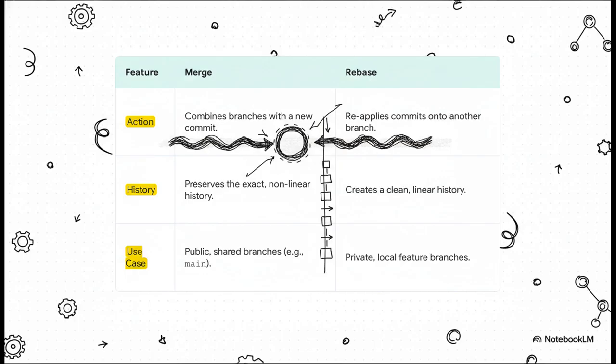Use merge for public shared branches like main. You want to preserve that history. Use rebase only on your own private branches before you share them to clean things up. And please, never ever rebase a branch that other people are also working on.